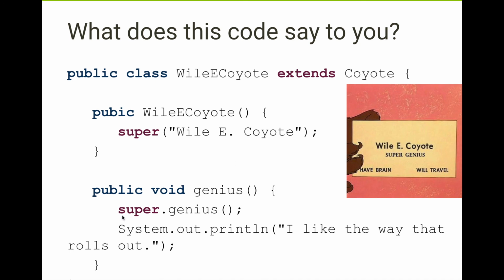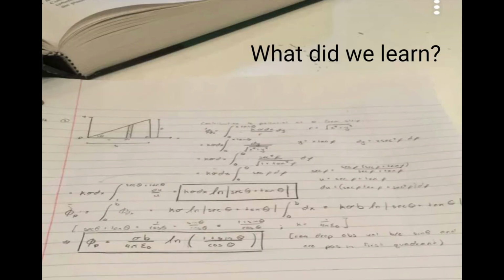Also down here, we can see that we do super.genius. So we could have extended a method, genius, and put that in WileEcoyote only, but since we are calling super.genius, then we can infer that the Coyote class also has a method called genius.